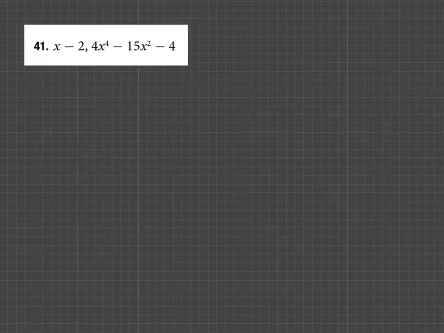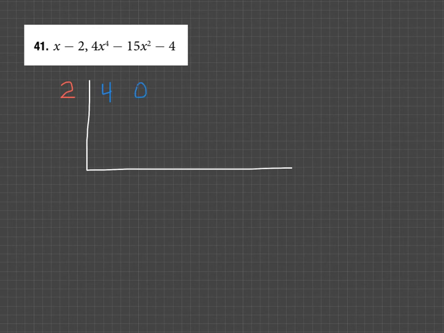Okay, we want to do the same thing. We want to see if that factor x minus 2 is an actual factor of that polynomial that's given there. So start off with the setup of half rectangle. And from that x minus 2, that gives us a value that we're dividing by of 2. Now we put in the coefficients from the polynomial. And so we've got a 4. Notice that there's no x cubed term, so we want to put a 0 in for that. And then we've got a -15. There's no x term, so we put in a 0 for that, and then -4.